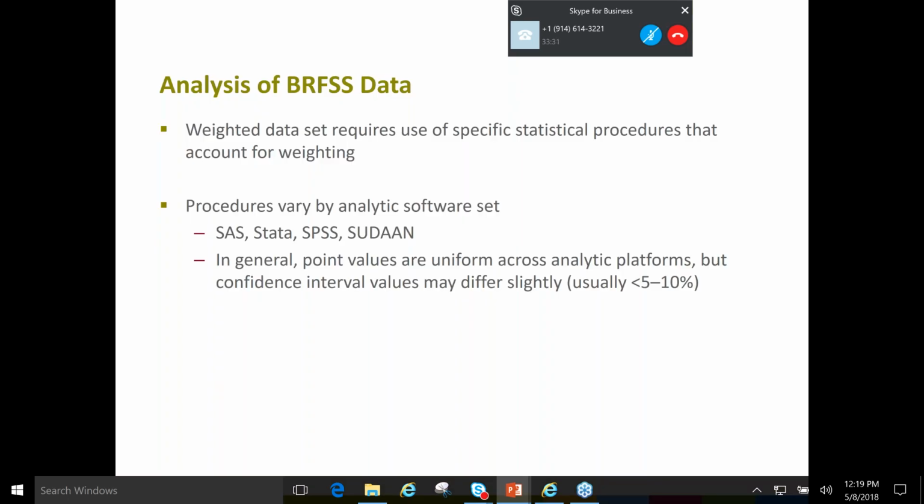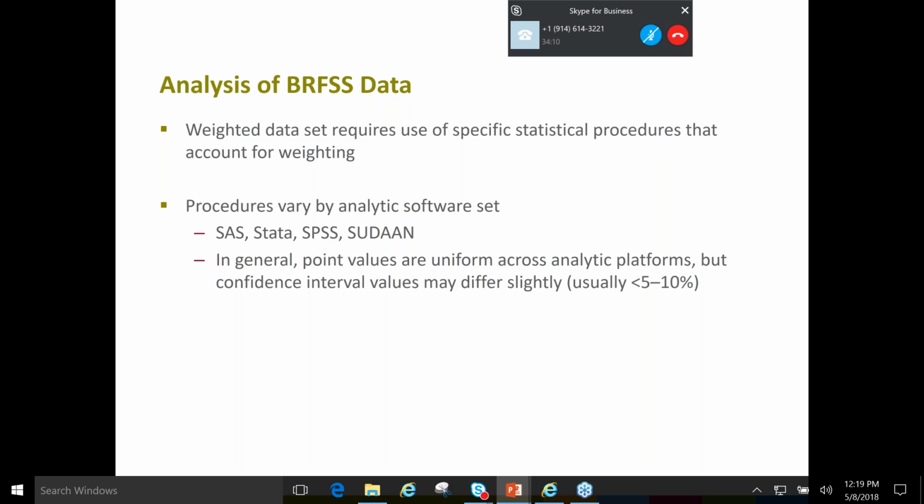So I'm going to talk a little bit about some of the things that we do when we analyze the data, at least for my part here at CDC. So some things to remember. BRFSS, as Valerie had mentioned, is a large survey. And because of that, there are statistical weights that are used for each respondent. And that's based on the ranking criteria that she had mentioned in her presentation. And so these weighted data require the use of specific statistical procedures that account for that weighting.